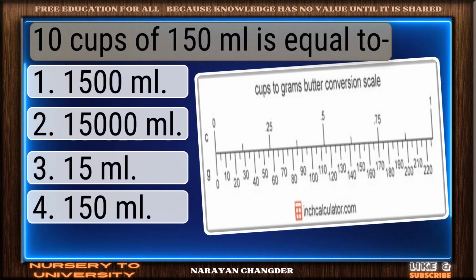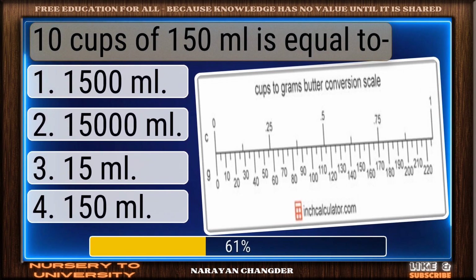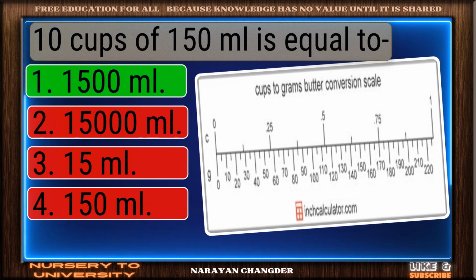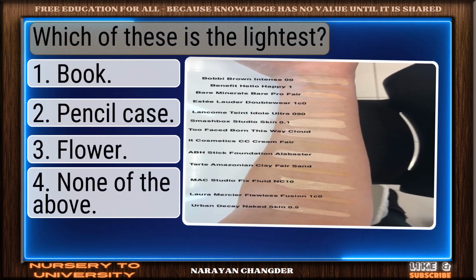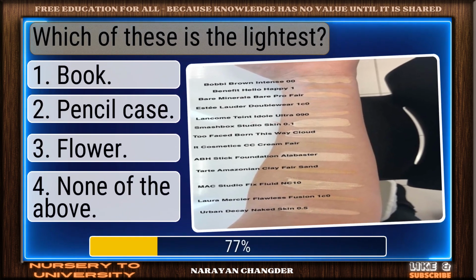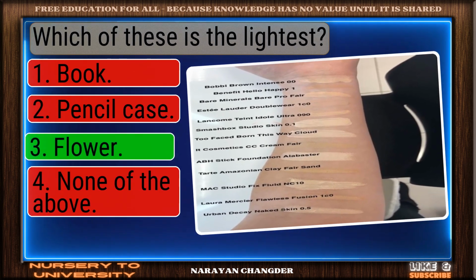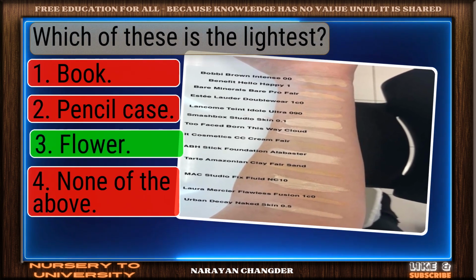10 cups of 150 ml is equal to. Valid point. 1500 ml is true. Which of these is the lightest? Solid response. Flour is a valid choice.